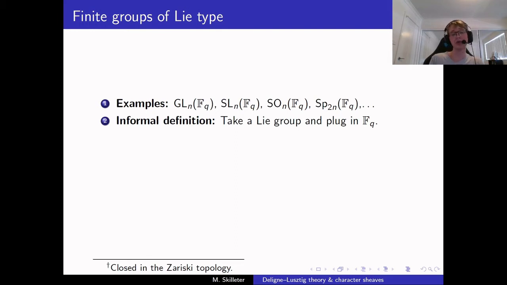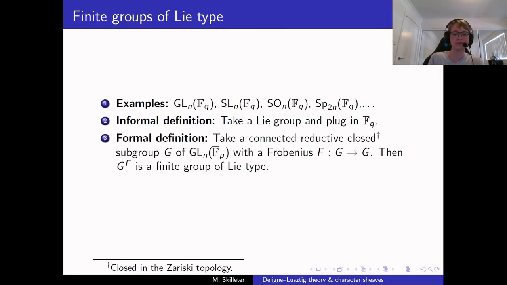Now, I'm about to give the formal definition. It includes a few technical terms that I don't want to define, so if you don't know what they mean, I want you to ignore this and just think of the informal definition. So formally, a finite group of Lie type is the finite group of fixed points of a connected reductive linear algebraic group under a Frobenius endomorphism.